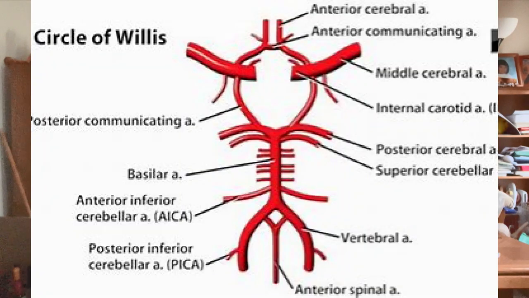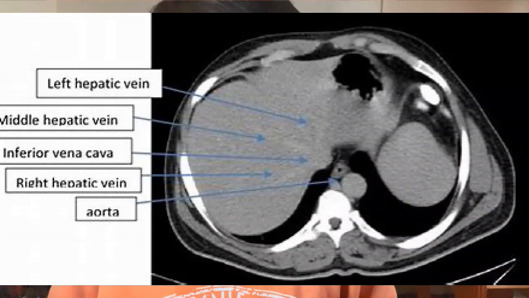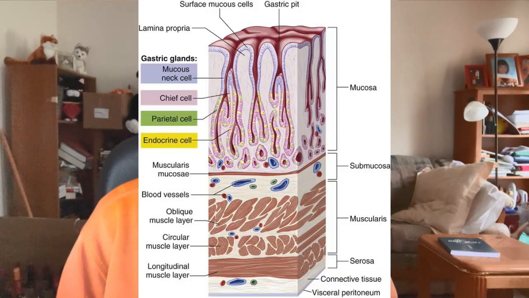Know the arteries in the circle of Willis. Know where the hepatic vein drains into the inferior vena cava on a liver CT. The nerve injured in a mid-shaft humeral fracture is the radial nerve. Know the layers of the gastric mucosa. Oligodendrocytes myelinate in the central nervous system, while Schwann cells myelinate in the peripheral nervous system.